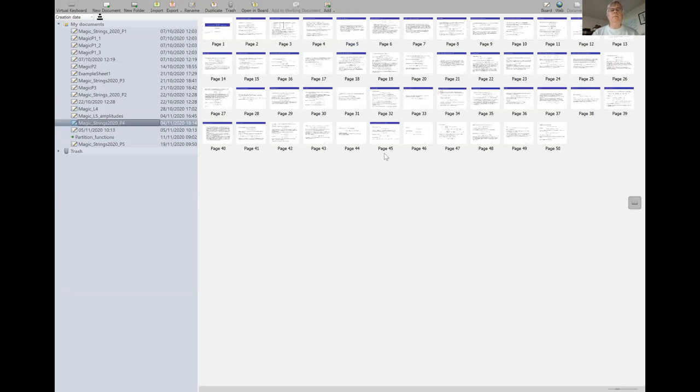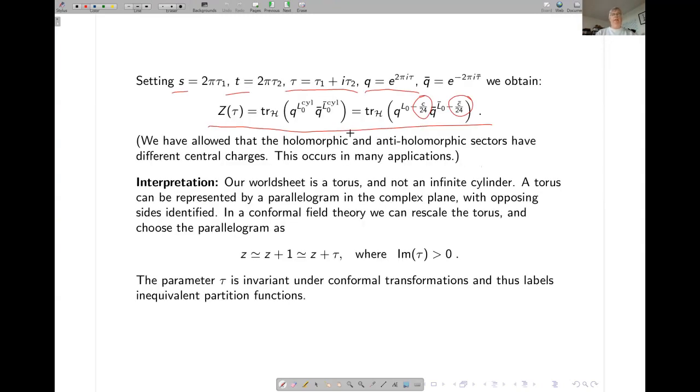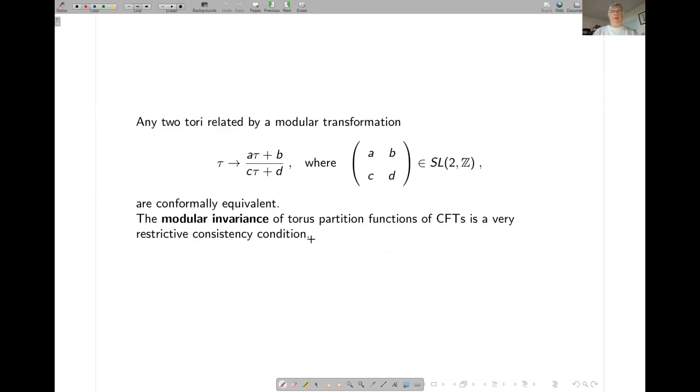Here, I think we have this slide. Yeah, so here I give you in words what I explained in more detail in the pictures, namely how a parallelogram is defined by identifying in the complex plane any points which differ by a shift by either 1 or tau. And then tau is subject to these modular transformations.